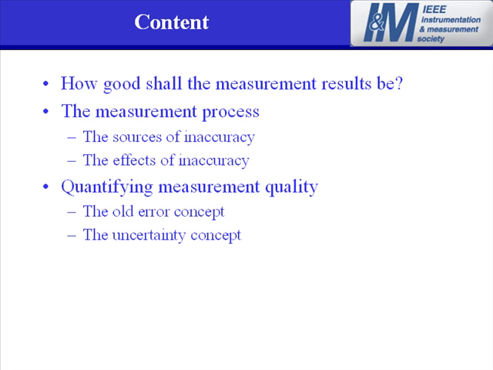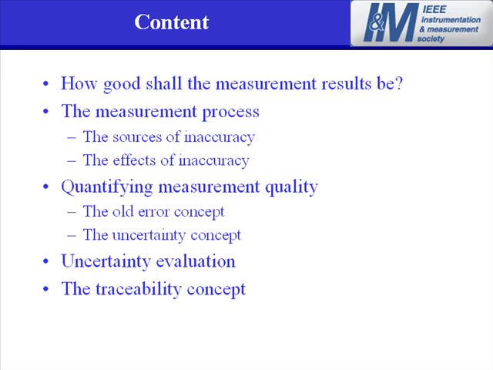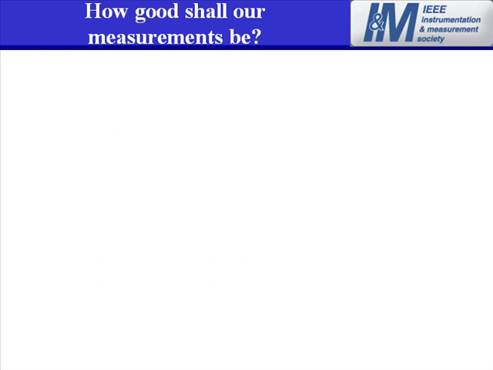I'll briefly discuss the old error concept, and then I'll cover the more modern uncertainty concept, discussing its definition and the way it can be evaluated. At last, I'll spend a few words on the traceability concept and also on some open issues of which measurement practitioners must be aware. So, let's start with the first point.